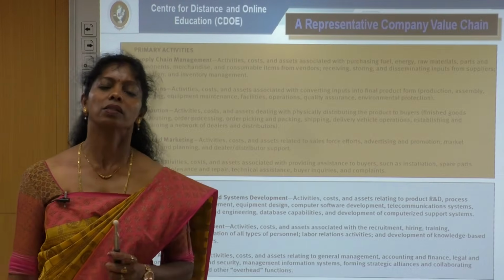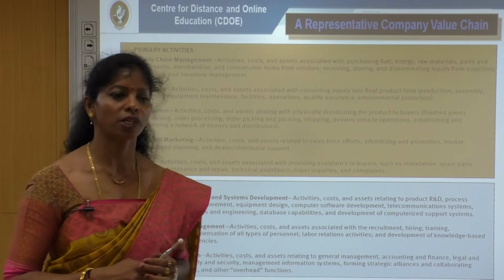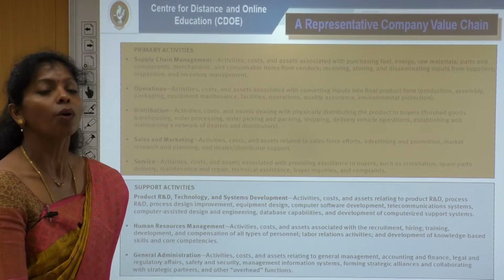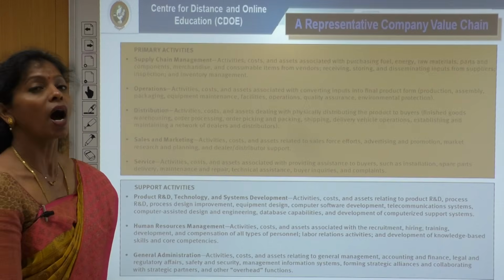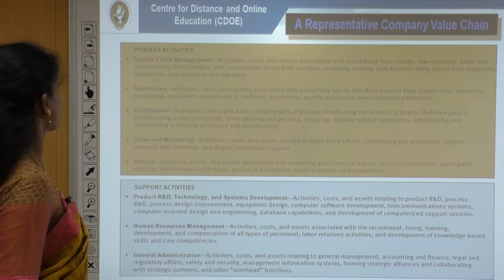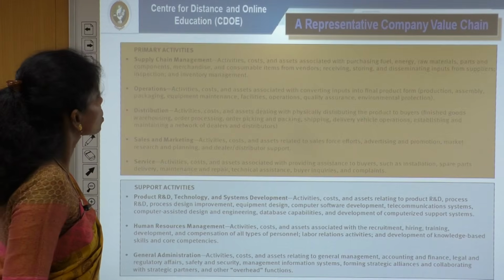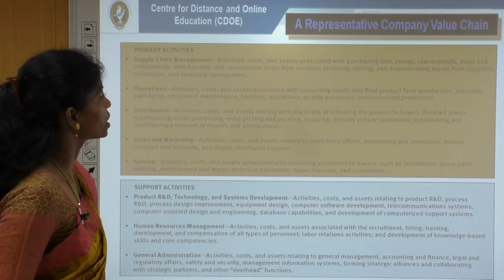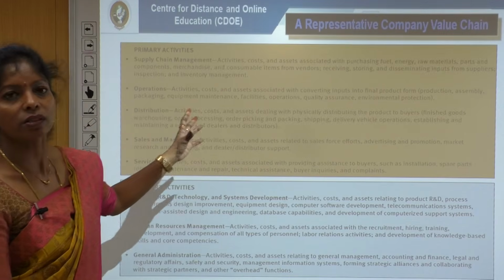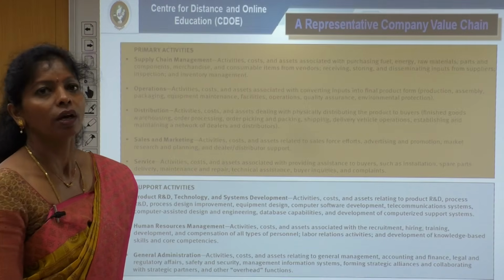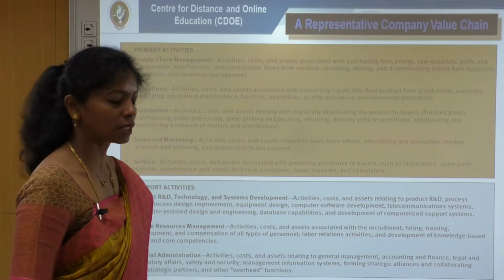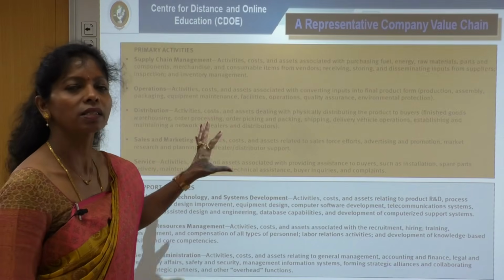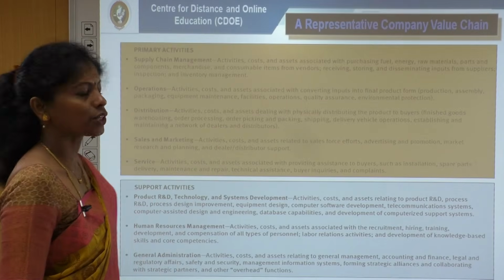Next, we will be talking about a representative company value chain. As we had already seen in our previous slide, which are the primary activities, which are the secondary activities of the value chain and what each activity performs. For example, supply chain management covers activities, cost and assets associated with purchasing fuel, energy, raw materials, parts and components. This slide has been taken from one of the external sources, as provided in the syllabus references, and is used for educational purposes for a better understanding of value chain analysis.